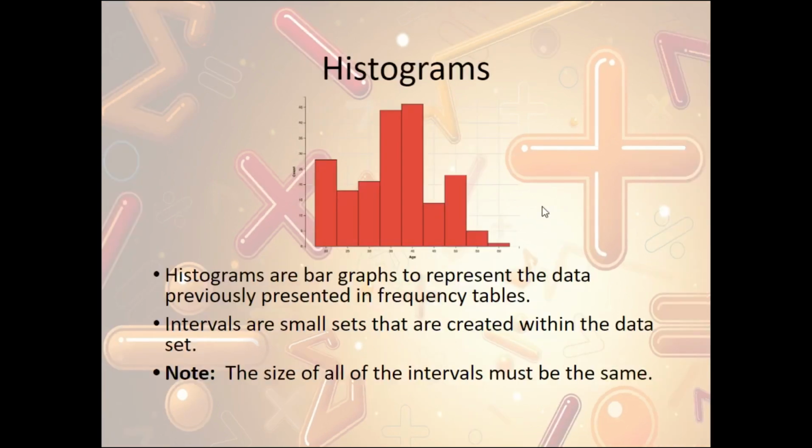Now, what is a histogram? Histograms are bar graphs that represent the data previously presented in frequency tables. Once you've created your frequency table, you can then put it into a graph form. Just like the frequency tables, we're going to use intervals, and those are small sets of data that are created within the data set, and all of the intervals must be the same size. And this is what a histogram will look like.